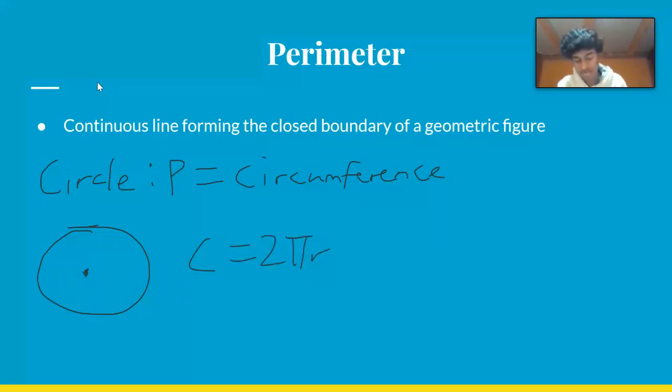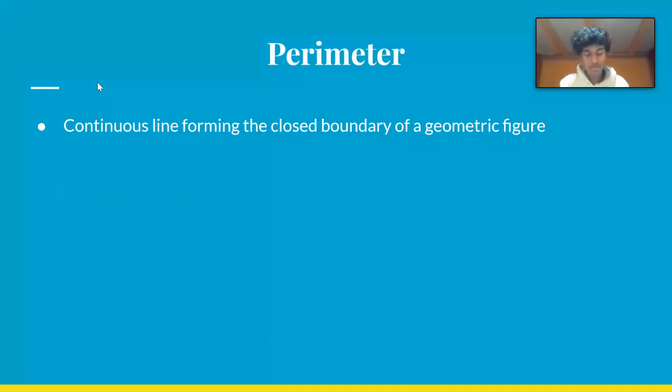So if we had a circle with a radius of 3, the circumference is 2 pi times 3, which is just 6 pi. And the units for perimeter are always units of length, so it might be feet or meters or centimeters, etc. All right. So now that we've gone over perimeter, let's look at a few practice problems.